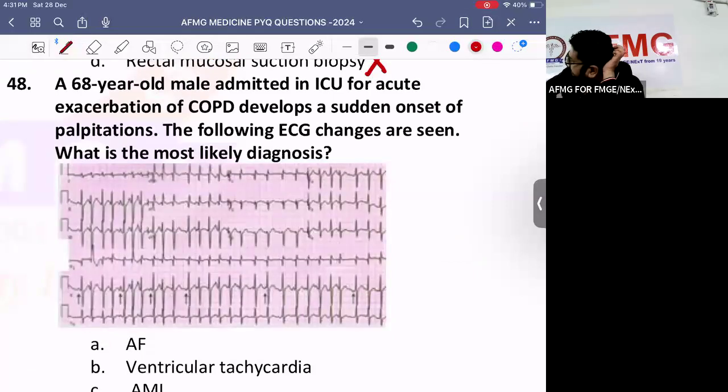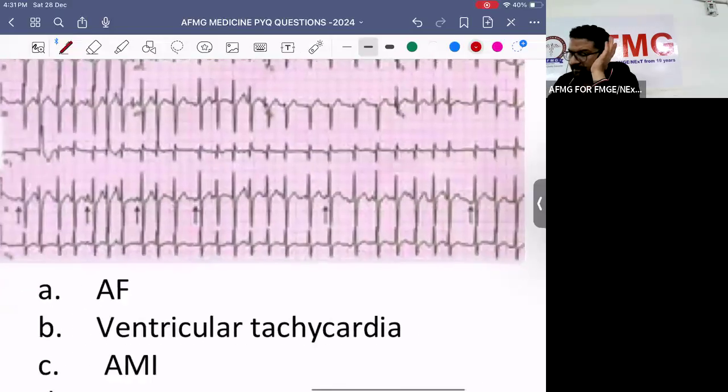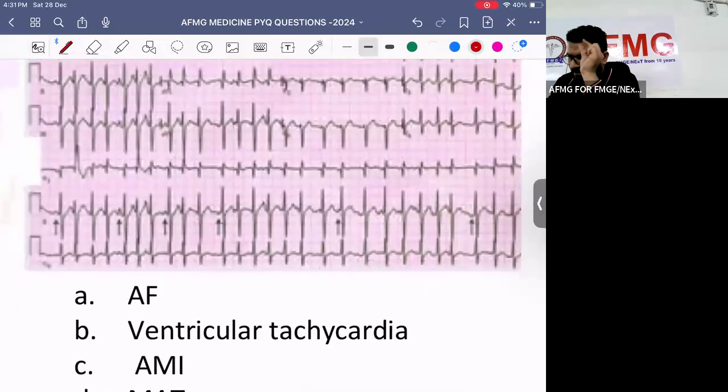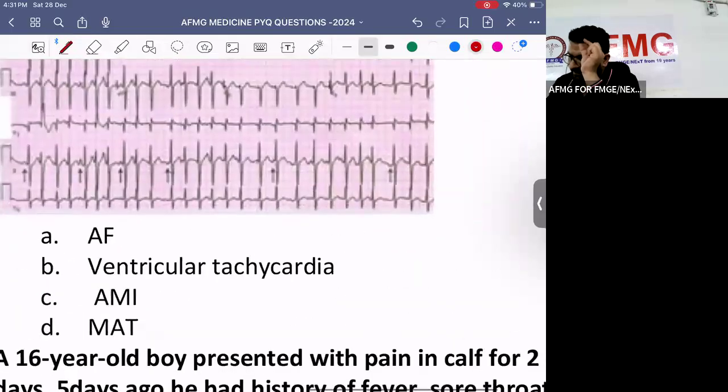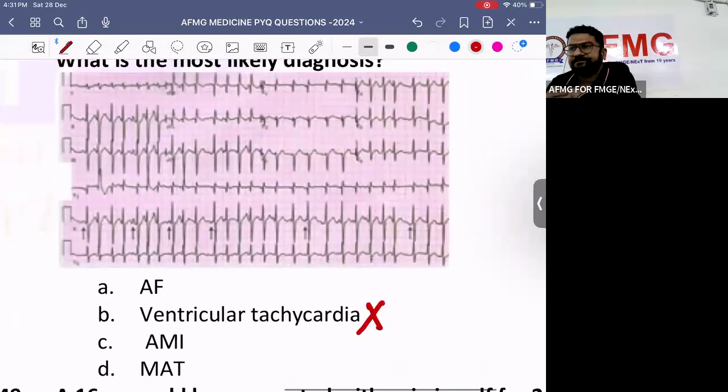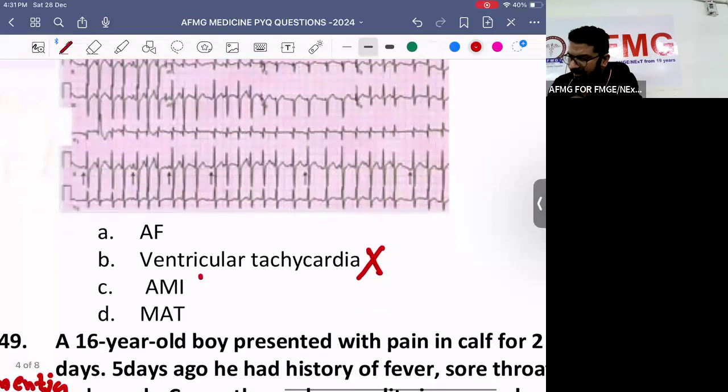Okay, a 68-year-old male admitted in ICU for exacerbation of COPD developed palpitation. Suppose I am a student giving the exam. I don't know anything about this question or this ECG, but I can see in the ECG, how is the QRS? Narrow. Narrow QRS means VT is not the answer. Is there any ST elevation? There is no ST elevation, so acute MI is not the answer. So the answer is either atrial fibrillation or MAT.